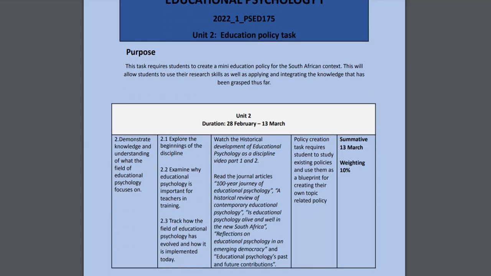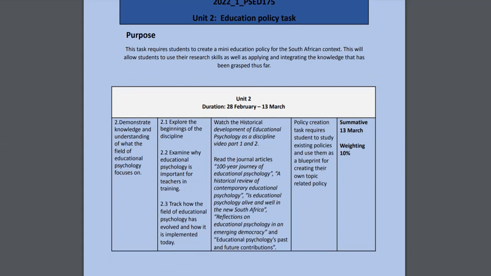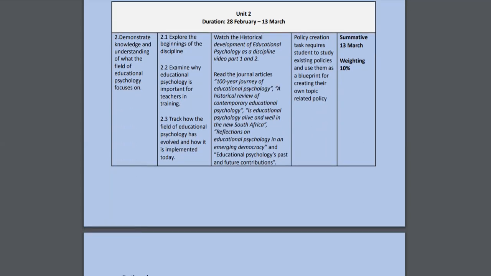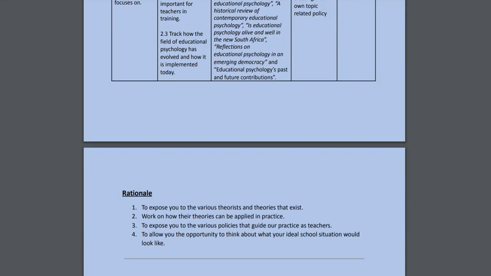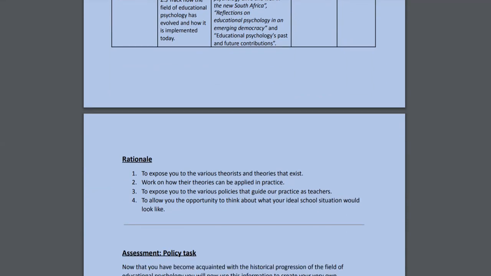So the weighting for this assignment is 10%, so it's quite big. This is a policy creation task, and you will look at existing policies and use this as a map for how you'll create your own policy, which is a bit of an ideal. So you've been exposed to some content this unit, and so all of that content should hopefully impact how you'll create your policy.